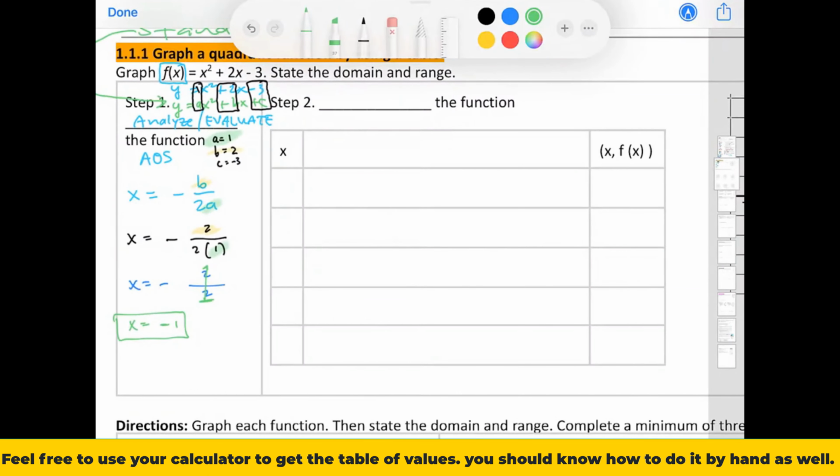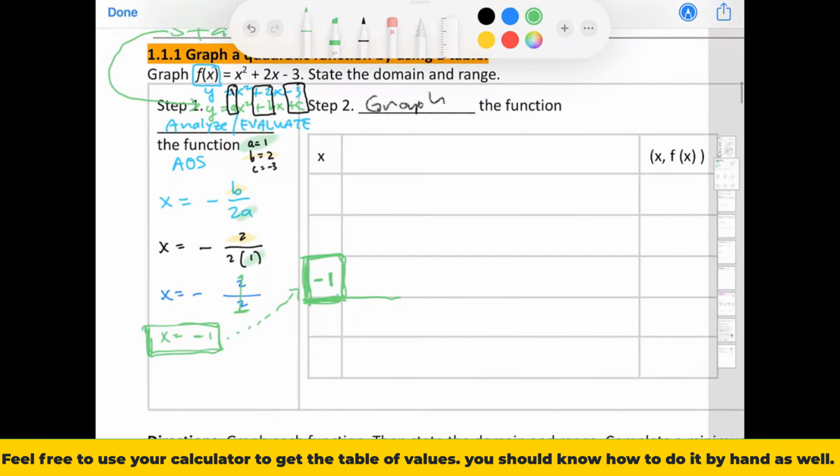Okay, that one was so important, because now in step number 2 we're going to do something called graph the function. We're just going to graph it. And I need to point this out big time. X equals negative 1 goes into the middle of our chart. Everyone say middle. This is so important. The axis of symmetry is going to help you pick values bigger and smaller.